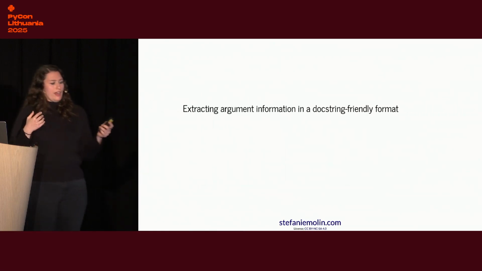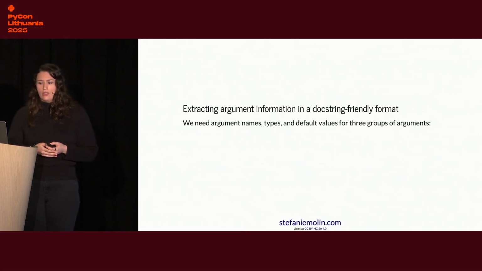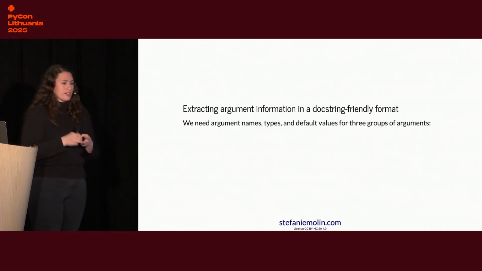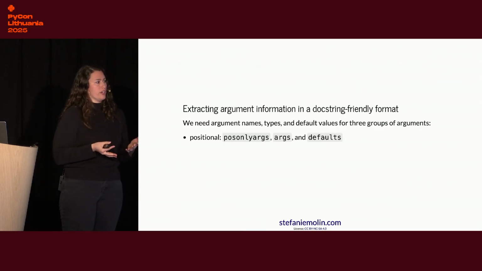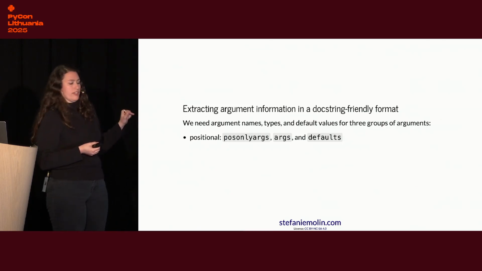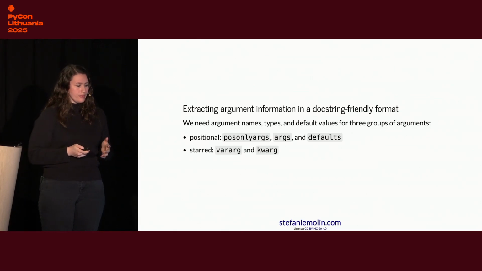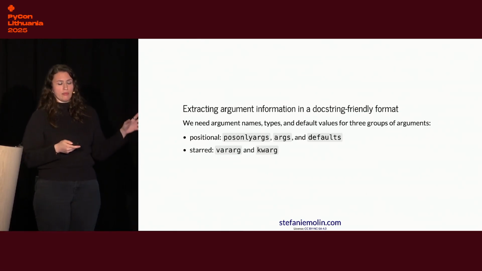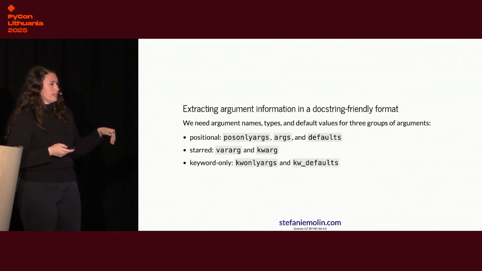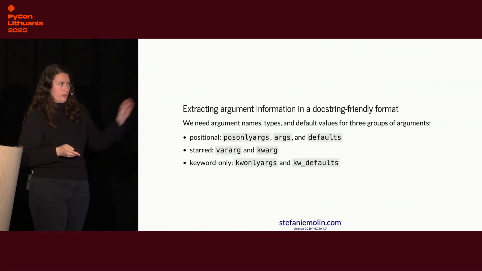So let's go about actually extracting this information into something that we could use in a docstring. So we need our argument names, their types, their default values, and we're going to process this in three groups. So the first group would be our positional arguments, and we need those three fields, the pos_only_args, args, and defaults. Those all work together. Then we have our starred arguments, so that's vararg and kwarg. Again, they're going to have a similar processing. And then the keyword-only args are going to be KW-only args and KW defaults, and those again will be processed together.